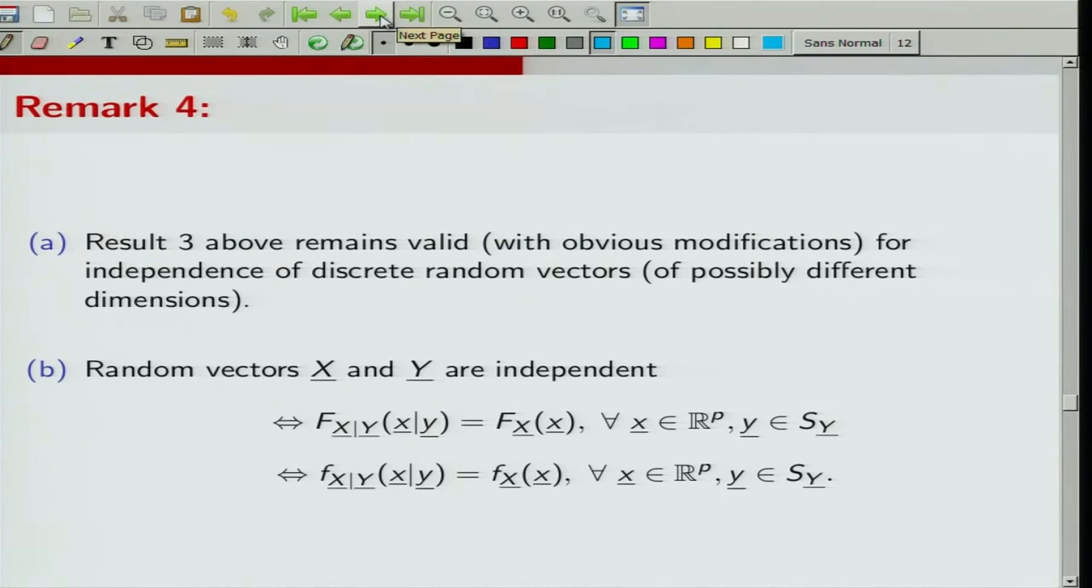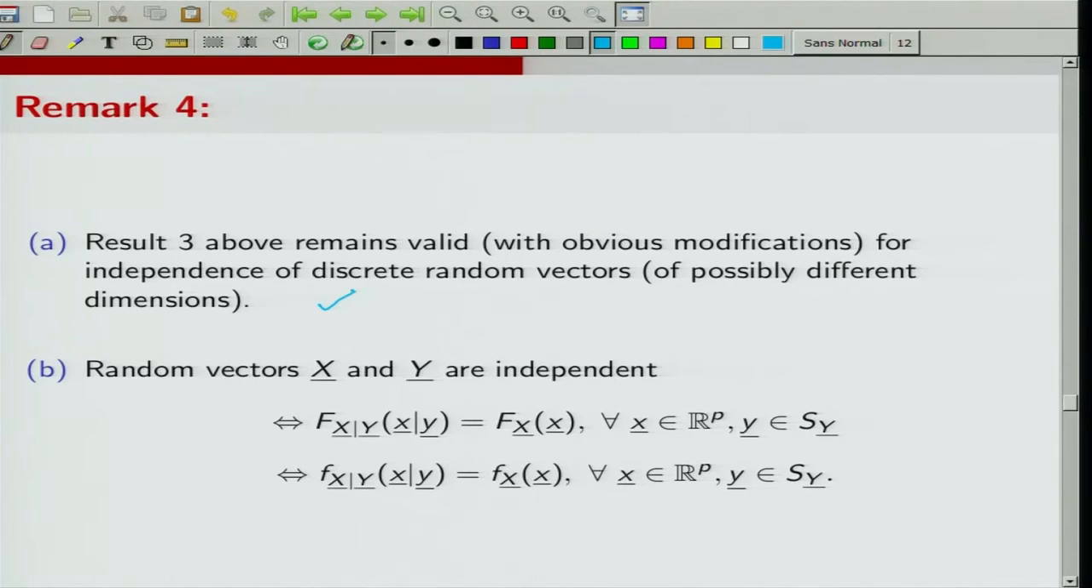This is what it says: the first result, where we talk about random variables X1, X2, ..., Xp being independent if and only if the joint probability mass function is the product of marginals, has its analog for random vectors also. So, if you have random vectors X1, X2, ..., Xp, possibly of different dimensions, then they would be independent if and only if the joint PMF of the random vectors X1, X2, ..., Xp is the same as the product of the marginal probability mass functions of X1, X2 and Xp.